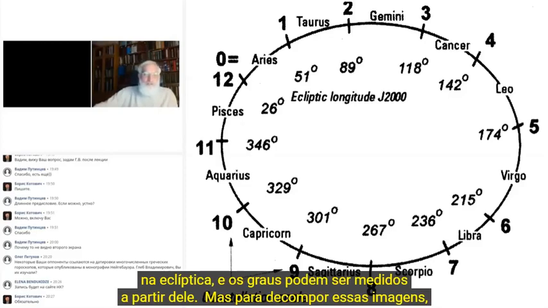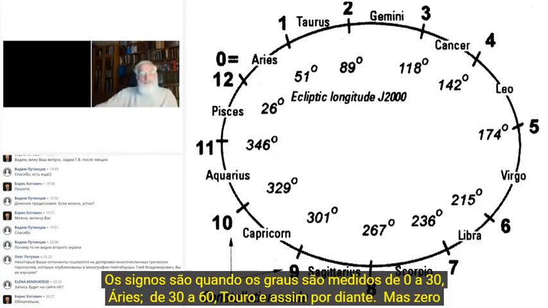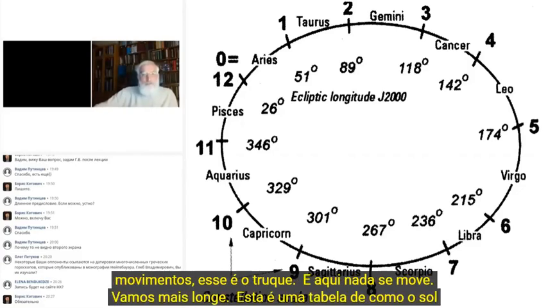But to break down into these images, no degrees are needed. They are just frozen images. It's just a specific set of stars. The signs are when degrees are taken from 0 to 30, Aries, from 30 to 60, Taurus, and so on. But 0 moves. That's the trick. And here, nothing moves. Let's go further.